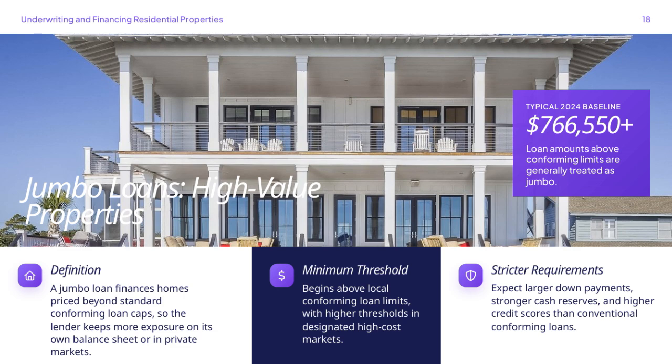Because of the increased risk, jumbo loans come with stricter requirements. Borrowers should expect to make larger down payments, show stronger cash reserves, and have higher credit scores compared to conventional conforming loans. All in all, jumbo loans involve a more rigorous underwriting process and financing standards to ensure both lenders and borrowers are protected when dealing with high-value residential properties.